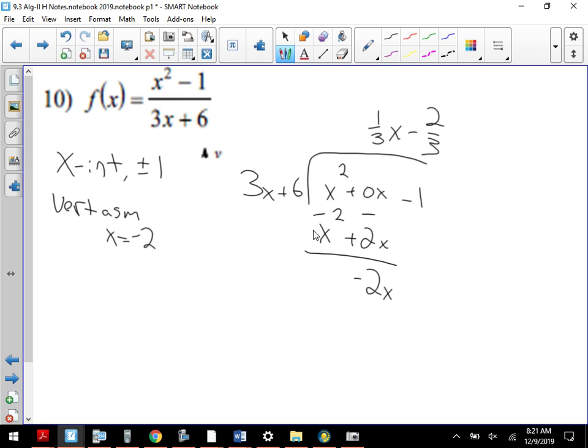You start at 1/3? No. Slope intercept form is mx plus b. You always start at b. You start at -2/3 and go up 1 over 3.